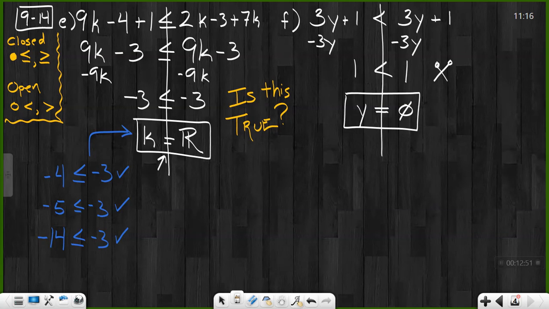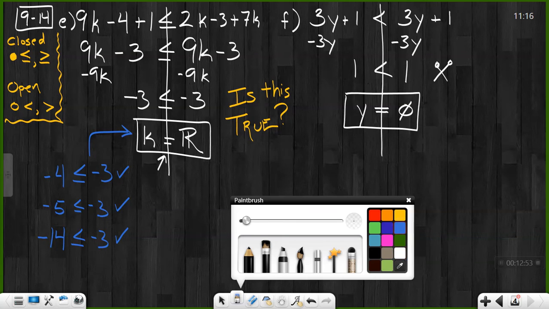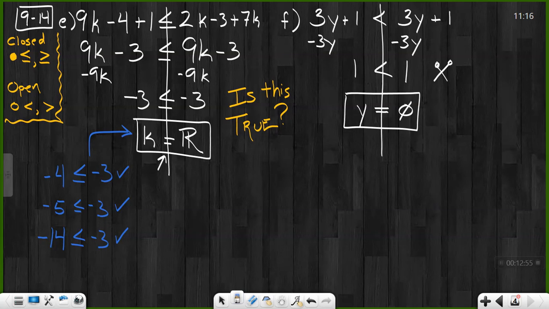Other things that would also come to this conclusion. Let's just pick a few more examples here. What if I said 2 was less than 1? Well, that is also an untrue statement, and we conclude no solution. 3 is less than 1. 4 is less than 1. All of those would be untrue statements. Any untrue statement concludes no solution.